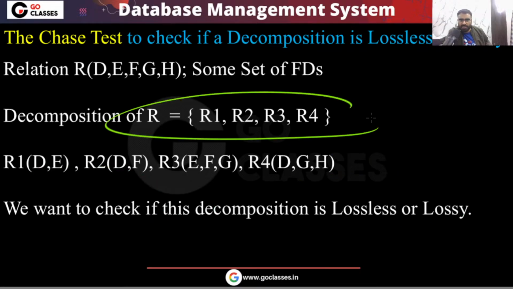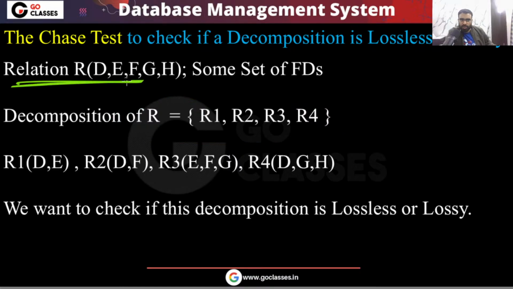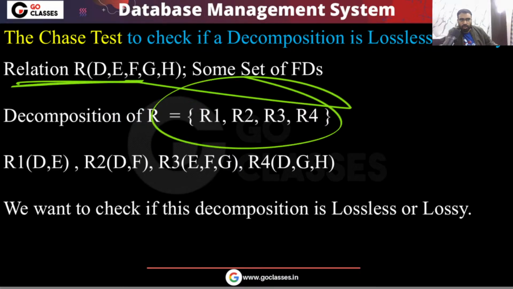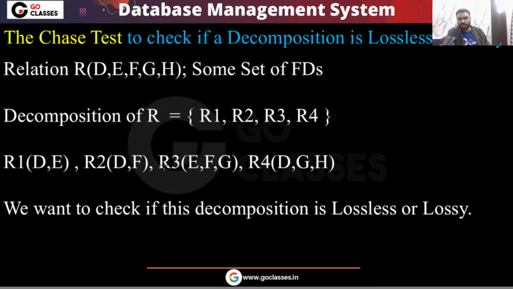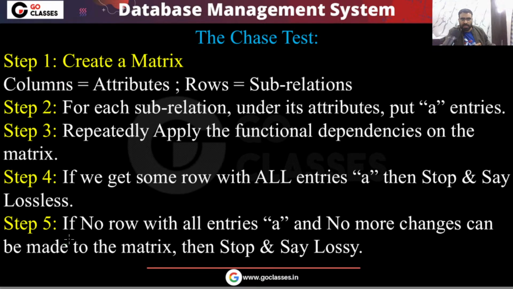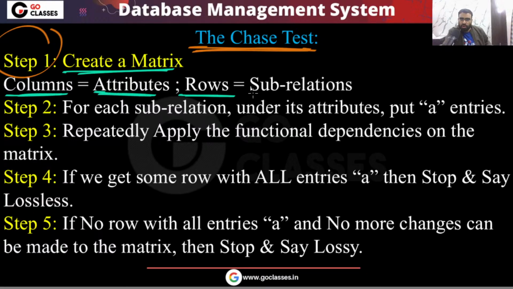First of all, you can see this is a non-binary decomposition. We are decomposing our relation into more than two sub-relations. For non-binary decomposition, always apply the chase test. So let's see whether this decomposition is lossless or lossy. How do we check using the chase test? Let's understand it now. Step 1 of the chase test is to create a matrix. In this matrix, remember, the columns are the attributes and the rows are the sub-relations.